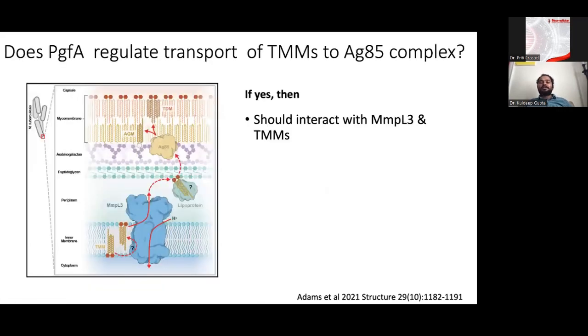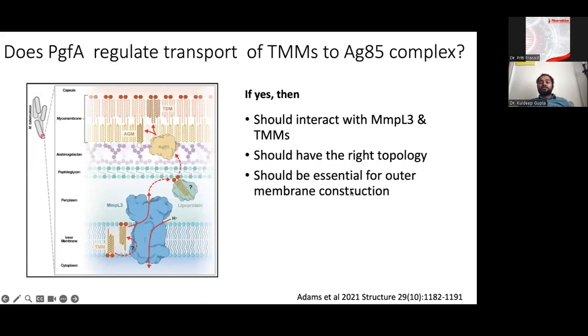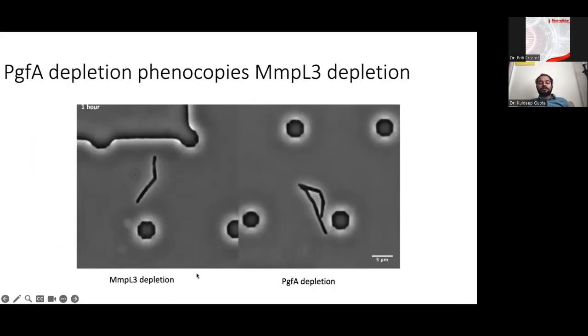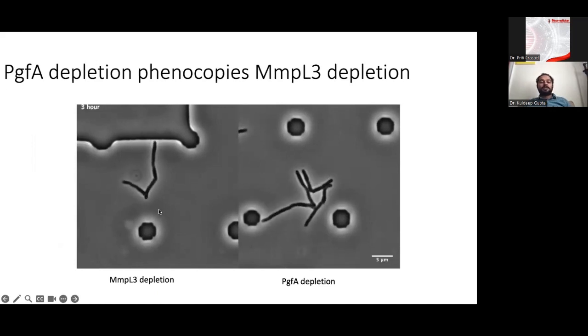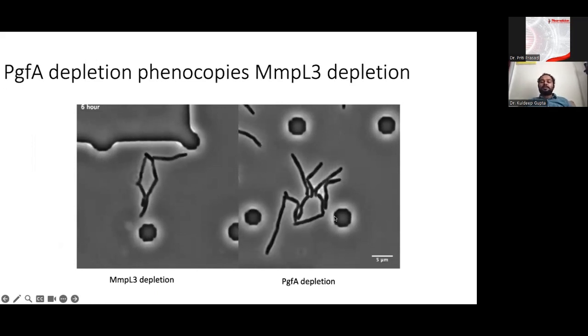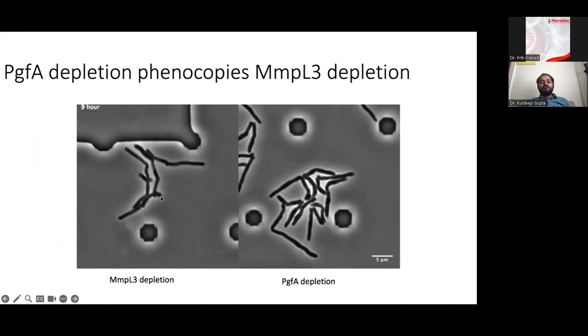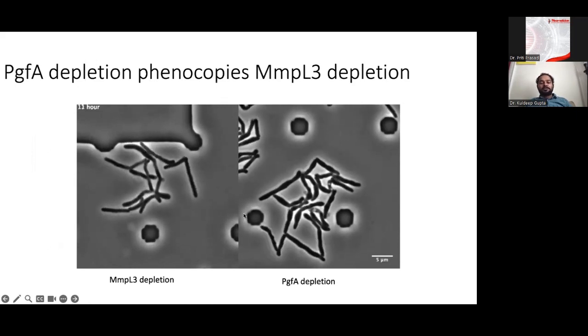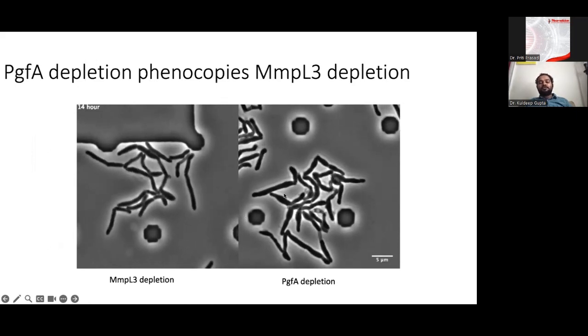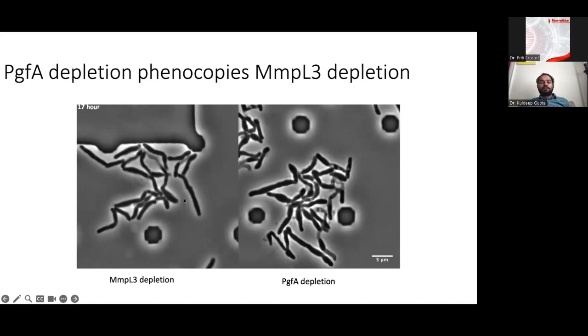If that is the case, then our protein, PGFA, should interact with both MMPL3 and trehalose monomycolates, and this should have the right topology. It should be essential for outer membrane construction, and its depletion should phenocopy MMPL3 depletion. So here in these videos, you can see that when we deplete MMPL3 and PGFA, their phenotype is essentially the same. Cells stop elongating and eventually pop out, as you can see here.